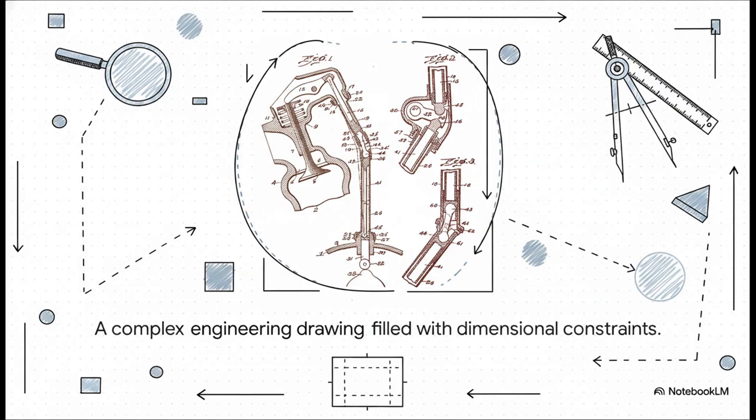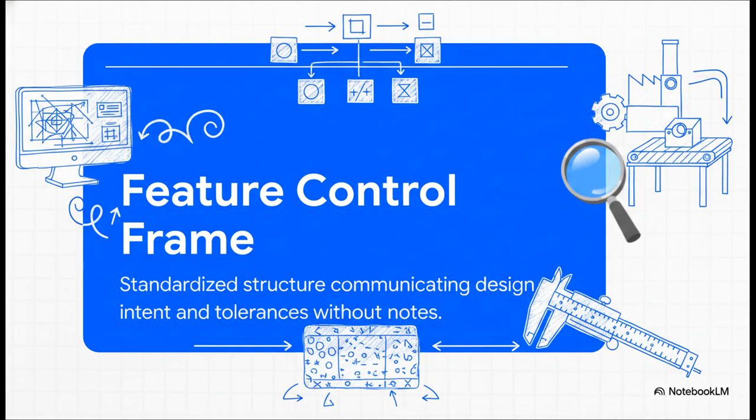Every single one of those geometric requirements, every boundary, and every constraint is actually communicated through a super simple, highly standardized structure. You don't need a whole paragraph of notes to explain how round a hole needs to be because we have a dedicated tool for that. And that tool is the Feature Control Frame, or FCF for short.